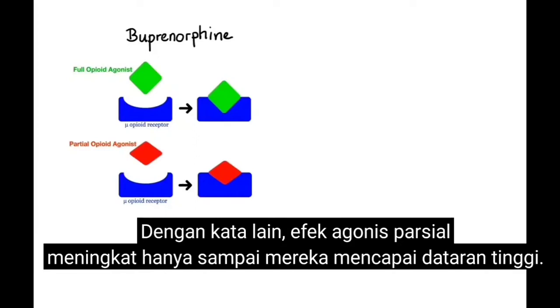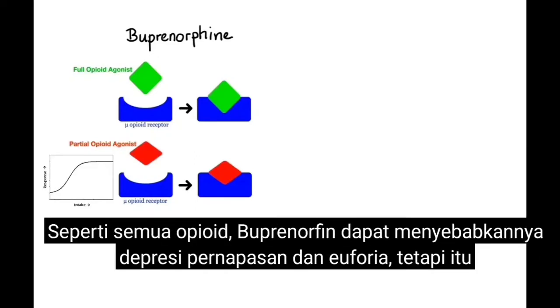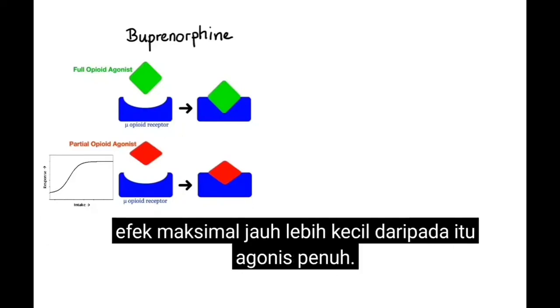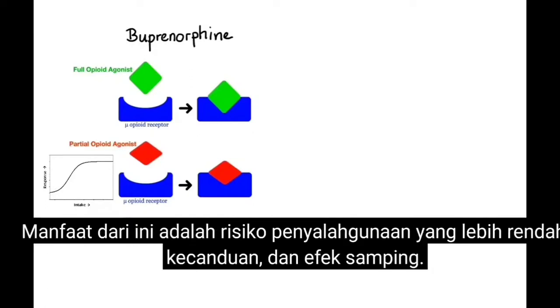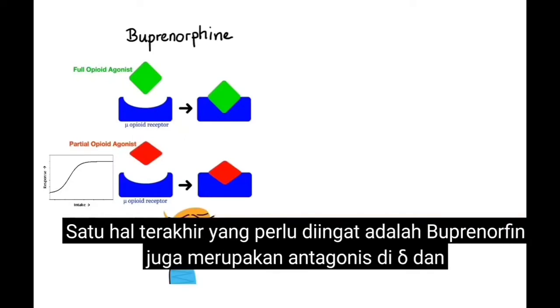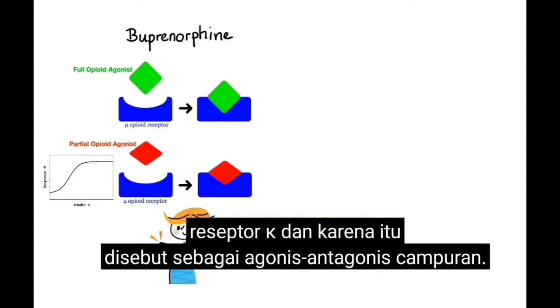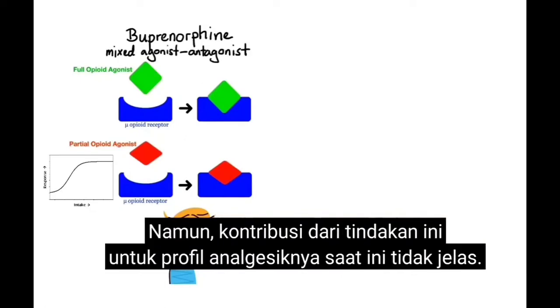In other words, the effects of partial agonists increase only until they reach a plateau. Like all opioids, buprenorphine can cause respiratory depression and euphoria, but its maximal effects are much smaller than those of full agonists. The benefits of this are lowered risk of abuse, addiction, and side effects. One last thing to keep in mind is that buprenorphine is also an antagonist at the delta and kappa receptors, and because of that, it is referred to as mixed agonist-antagonist. However, the contributions of these actions to its analgesic profile are currently unclear.